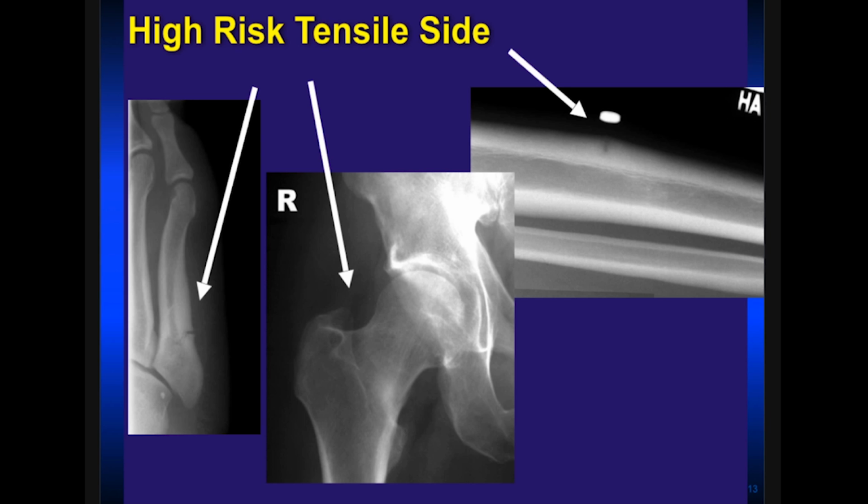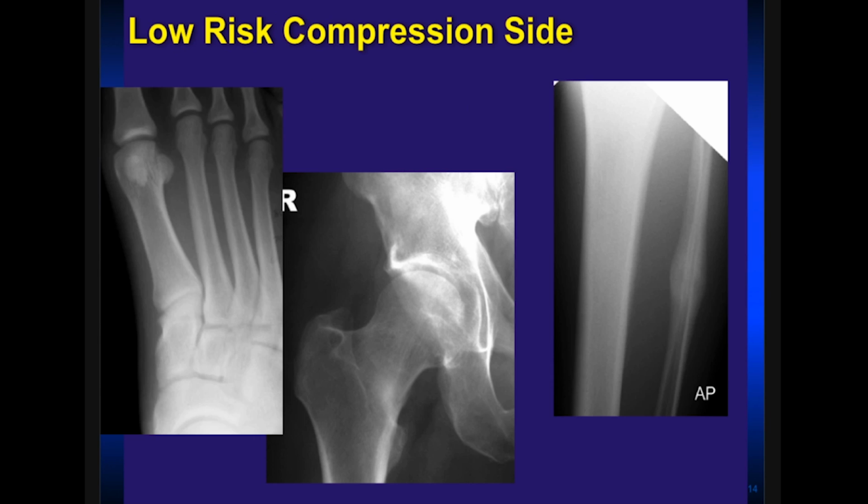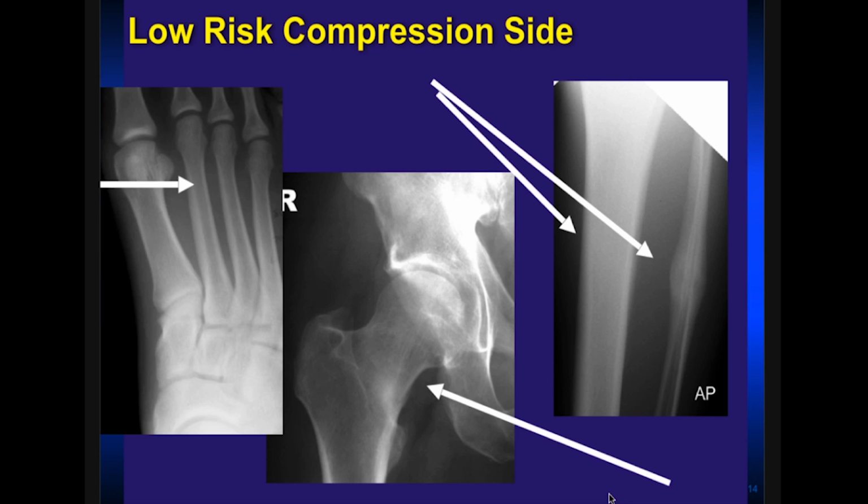Remember, the tensile side is the high-risk side. The low-risk side is the compression side. As in the second, third, or fourth metatarsals, they'll go ahead and heal. This is a healing second metatarsal stress fracture. This is that healing compression side, keep them non-weight bearing, and then the fibula will also heal. Medial side of the tibia is also compression side. The entire fibula is pretty much compression side.